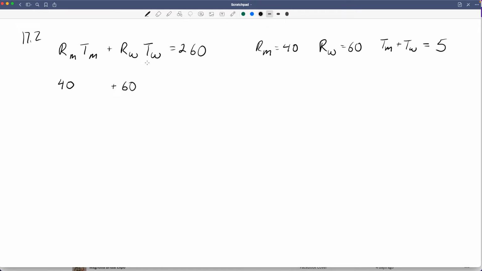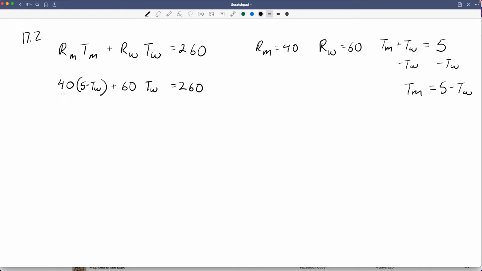TM and TW not so easy. So I'm going to create a substitution value for TM by subtracting TW from both sides. So TM is equal to 5 minus TW. And that's what we're going to put in for TM. 5 minus TW. And then we'll just leave TW here.